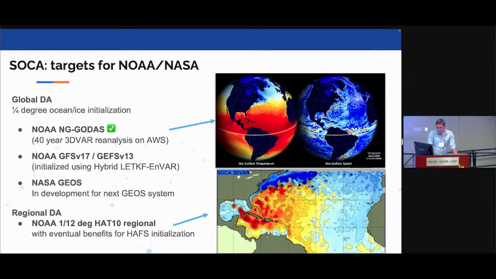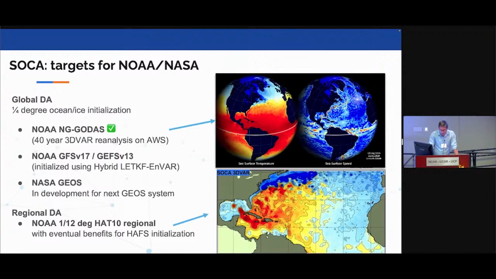So the targets for SOCA, NOAA, and NASA: we are developing the software for quarter degree ocean and ice initialization globally. That's already been used at NOAA for developing the 40-year NG GODAS reanalysis, which is available for free on AWS. And we are working with NOAA on the implementations for GFS 17 and GEFS 13, the target being a considerably more advanced hybrid LETKF ENVAR, and also working with NASA on their upcoming quarter degree system.